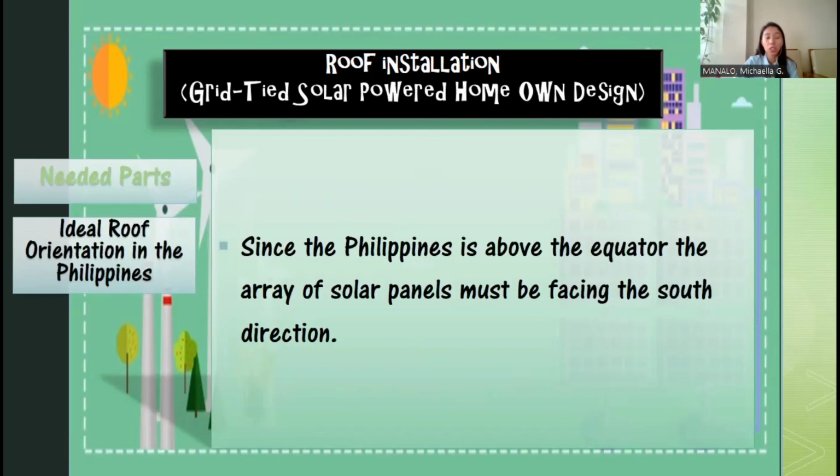Ideal roof orientation in the Philippines. So, since we are above the equator, the area of solar panel must be facing the north. Kasi sa equator, doon nag-uumpisa yung sikat ng araw. So, ito tayo sa Philippines. Then, ito yung equator, north, east, south, west. So, sa south, facing south dapat nakaharap yung ating solar panel. Kasi as the sun strikes or the sun arose in the morning, yun yung unang point na tatamaan niya. Then, pataas, sorry.